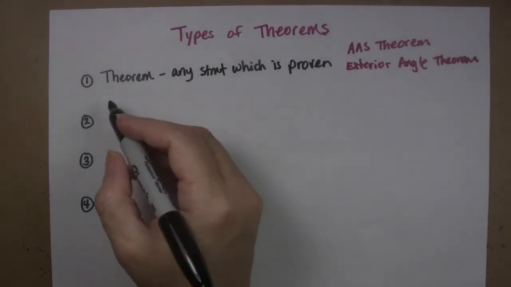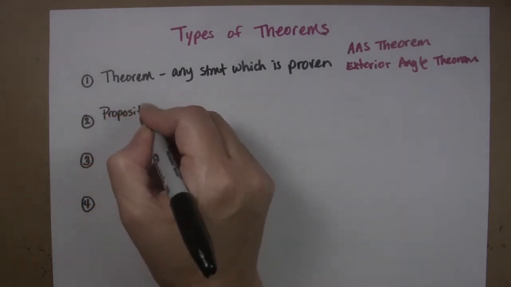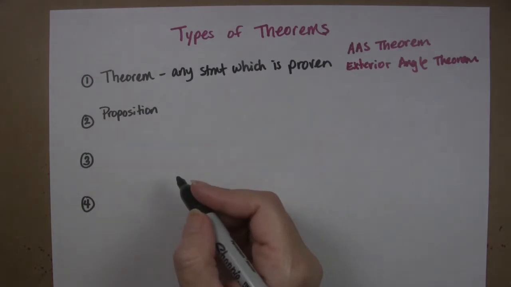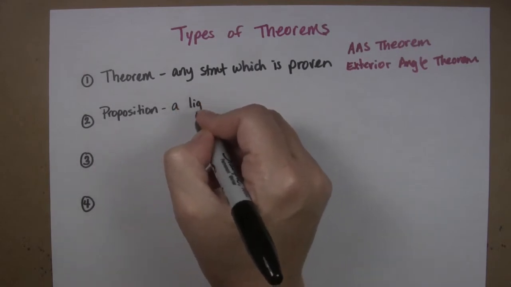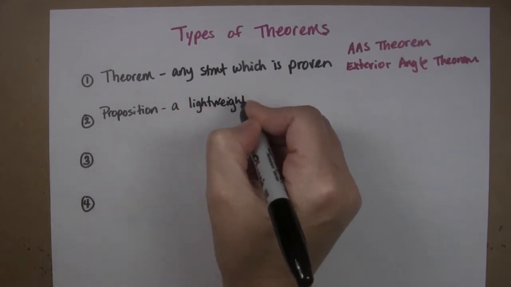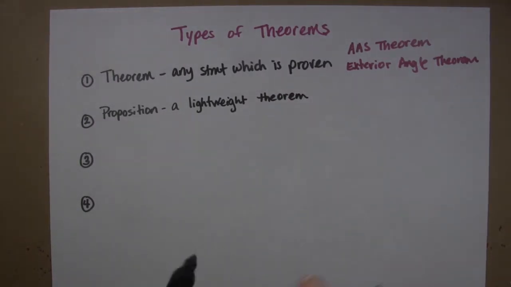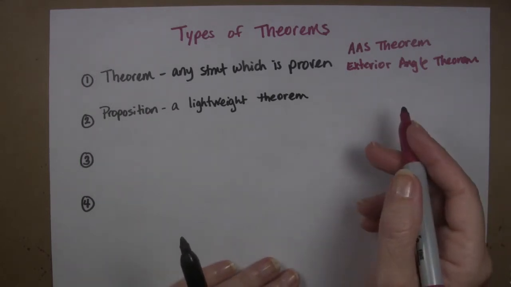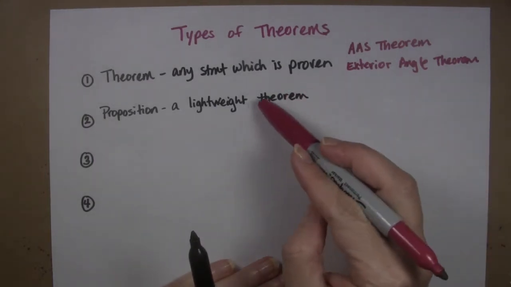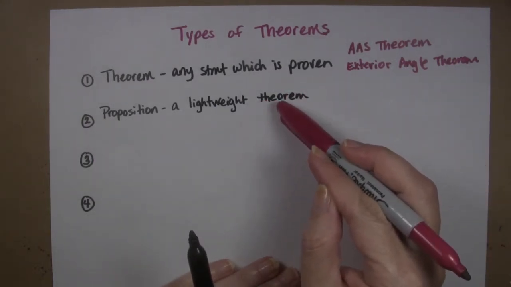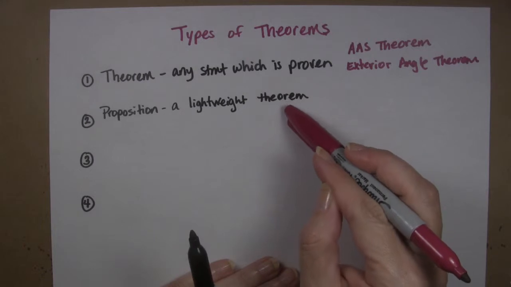The second type of theorem that there is are things called propositions. And we have used this word since chapter 1. A proposition is a lightweight theorem. In other words, it can easily be solved in just a few steps. So in chapter 1, most of the proofs that we did were to prove propositions because we didn't know very much back in chapter 1, and so we had to have really easy proofs to do. So we chose to prove quite a few propositions.